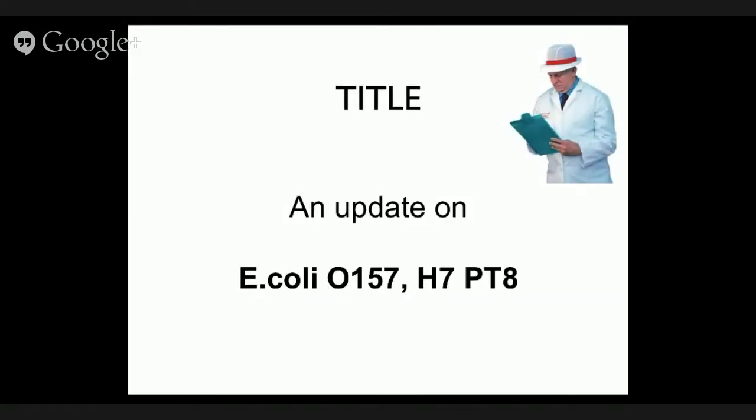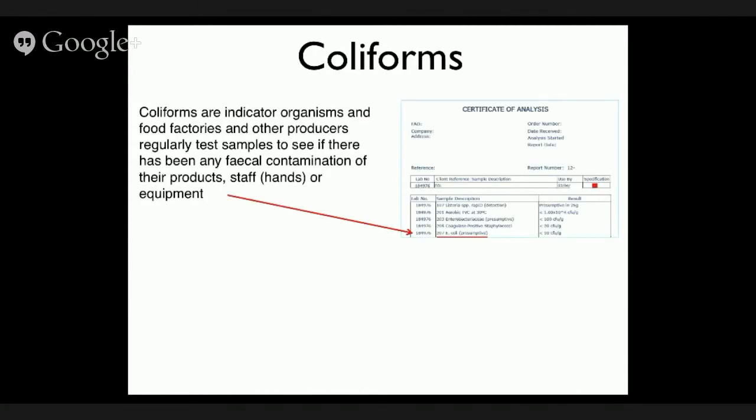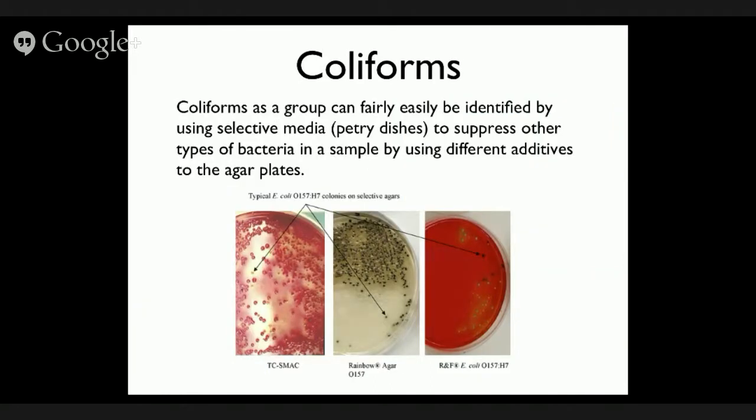And here we have an update on E.coli O157. Coliforms are indicator organisms, and food factories and other producers regularly test samples to see if there are any present in the food, products, or on the staff in their hands. Typically, you get your total viable counts on a report, which will indicate whether coliforms are present. Coliforms as a group can fairly easily be identified by using selective media and TC SMAC.